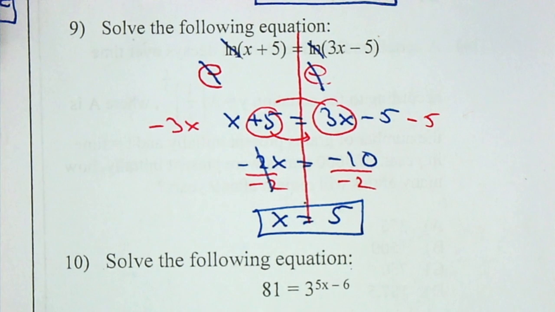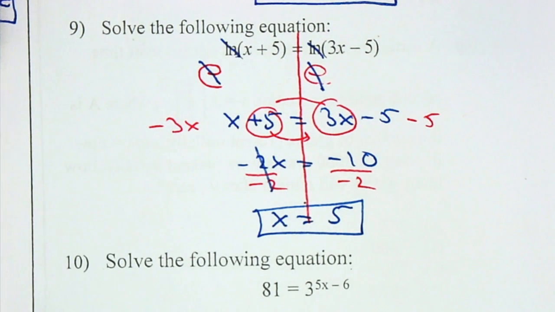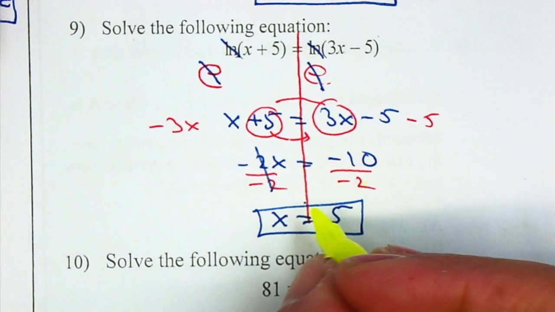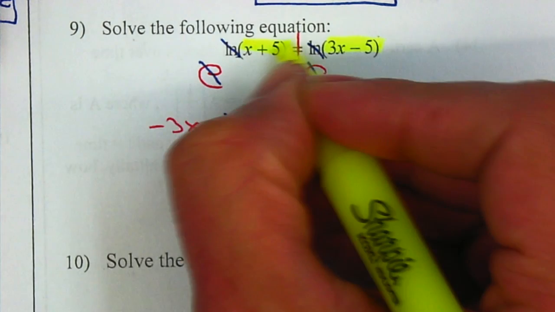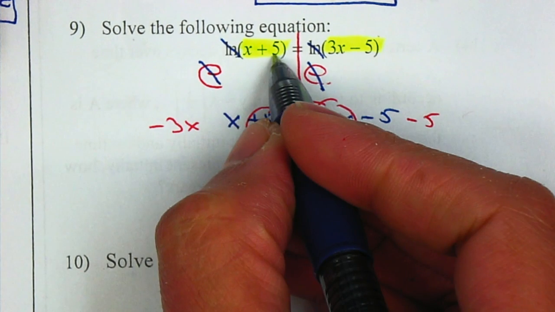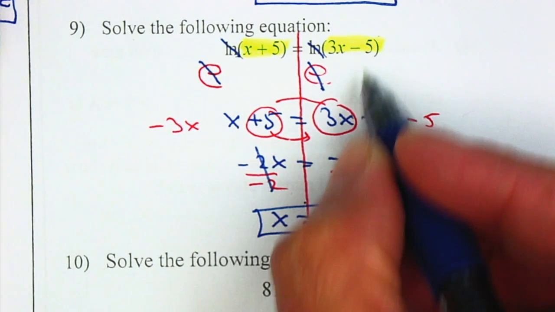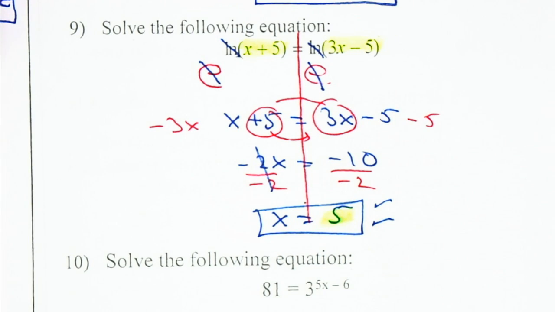Remember that whenever you're solving a log equation, you want to make sure that when you plug in your answer, it gives you a positive number. It cannot be 0. It cannot be negative. So 5 plus 5 will be 10. So that's fine. If you plug it in here, 3 times 5 is 15, minus 5 will be 10. It's perfect.